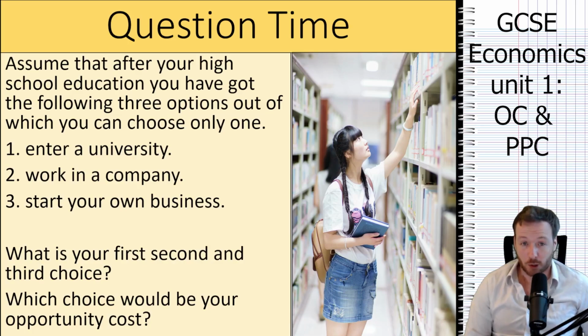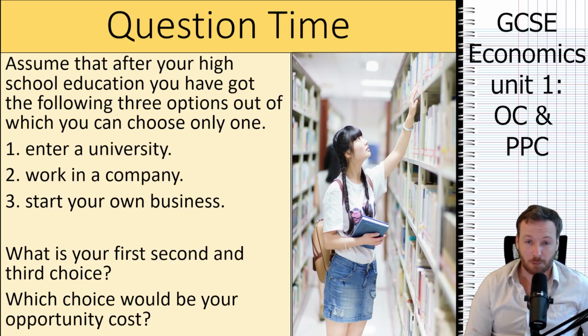Okay, for me, my choice was to enter university. That was my first choice, right? I wanted to escape. I wanted to get out. I wanted to travel the world. I knew that a degree would help me do that. So that was my first choice. But my second choice was actually point 3. I was going to start my own business.